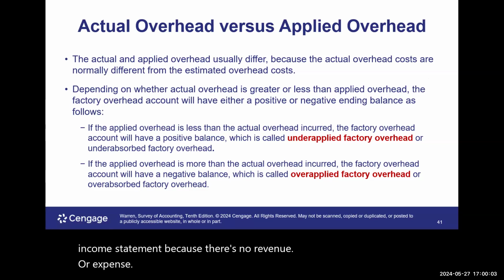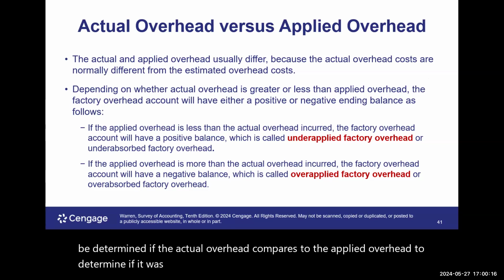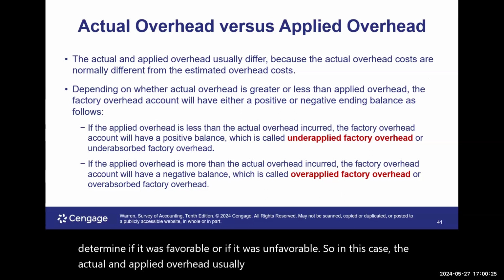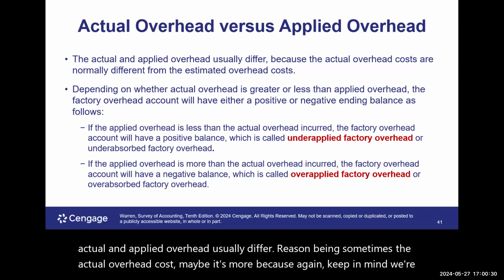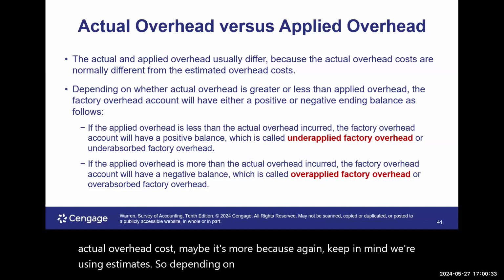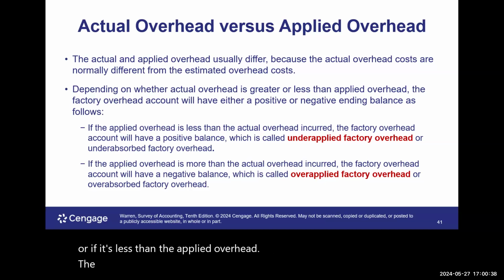As it relates to our factory overhead, it's important for us to determine if the actual overhead compares to the applied overhead, to determine if it was favorable or unfavorable. In this case, the actual and applied overhead usually differ. The reason being, sometimes the actual overhead costs are more because, again, we're using estimates. Depending on whether the actual overhead is greater or less than the applied overhead, the factory overhead account will have either a positive or negative ending balance as follows.